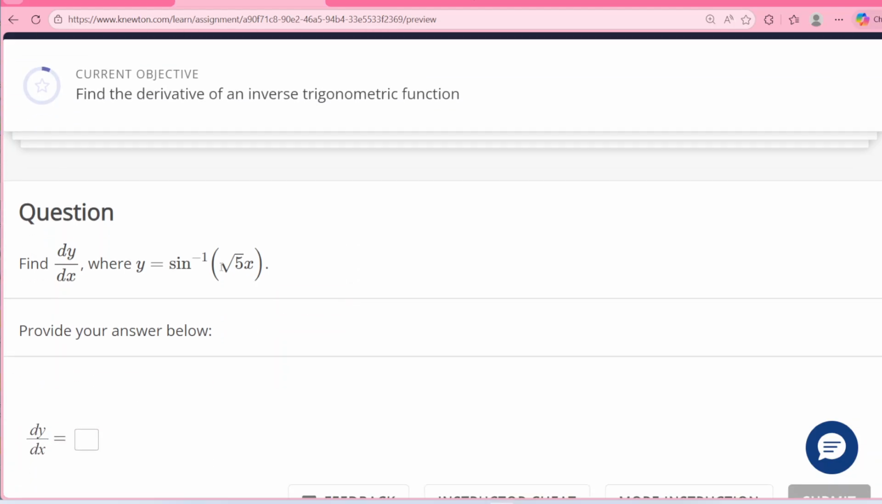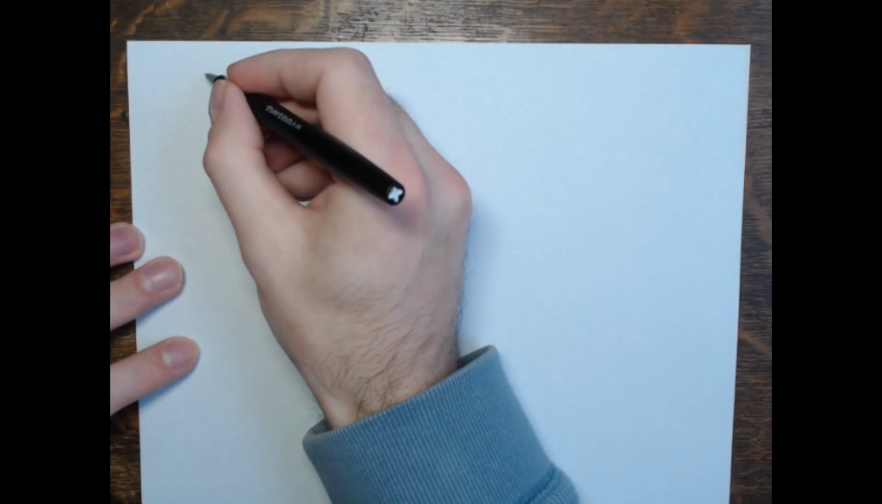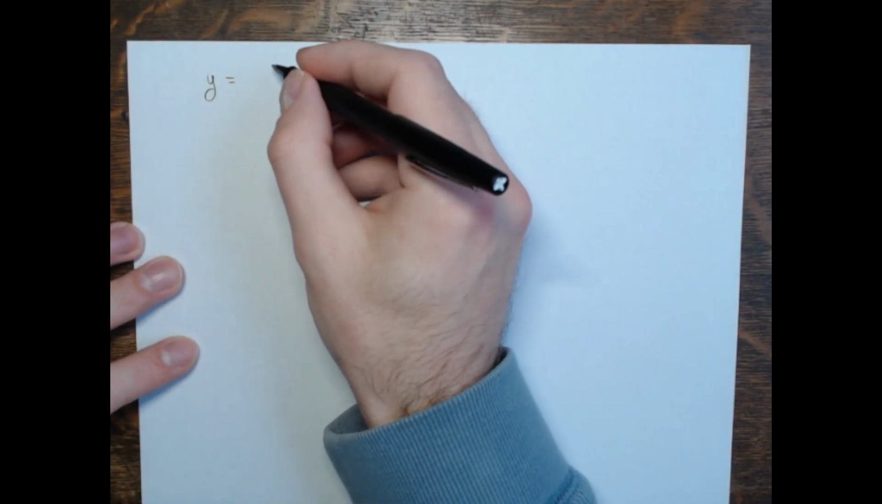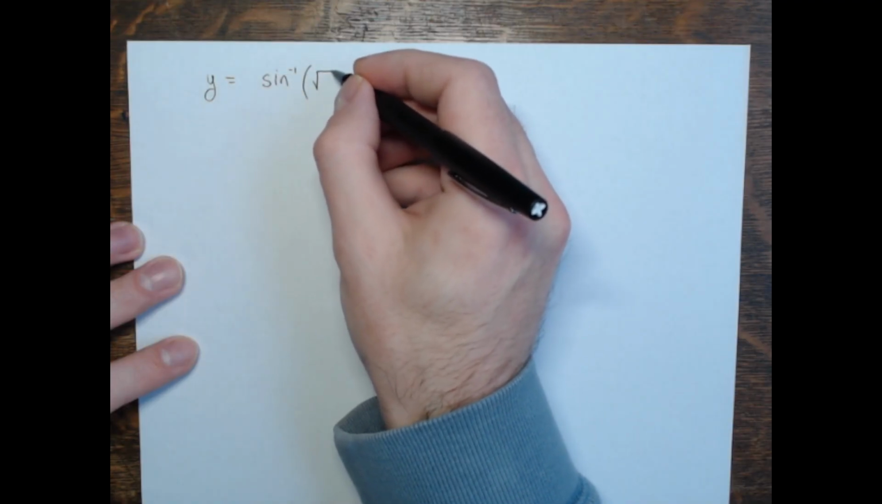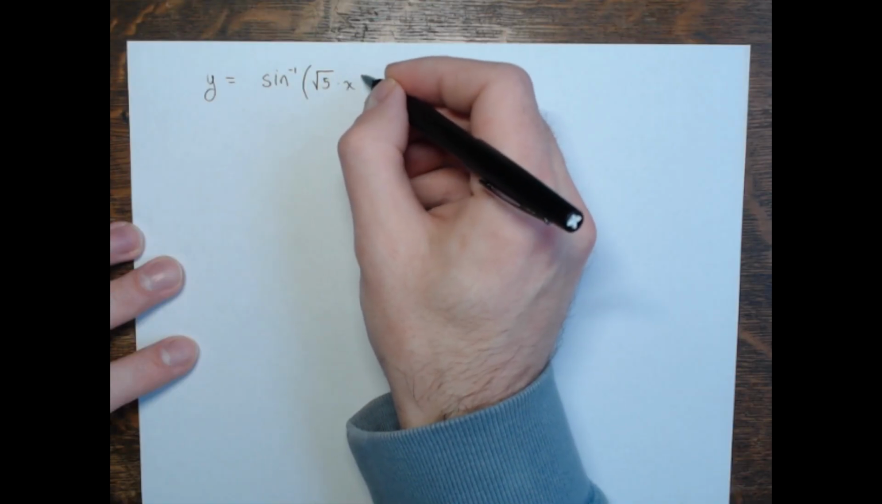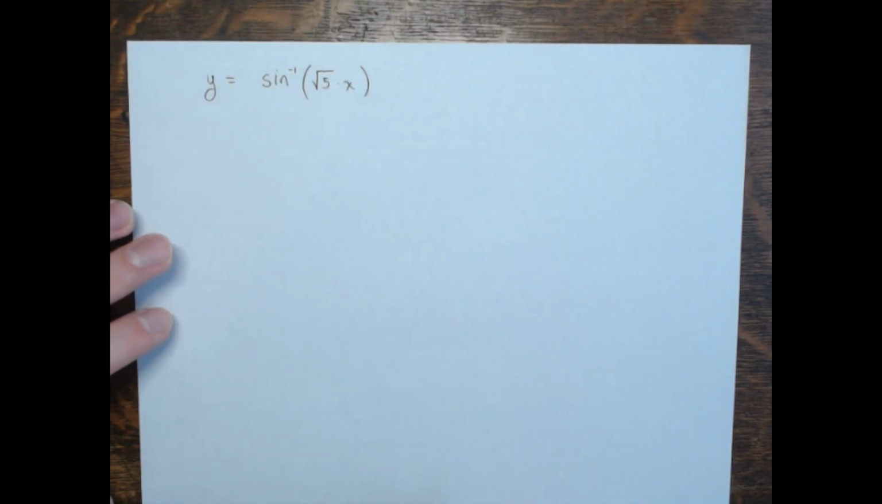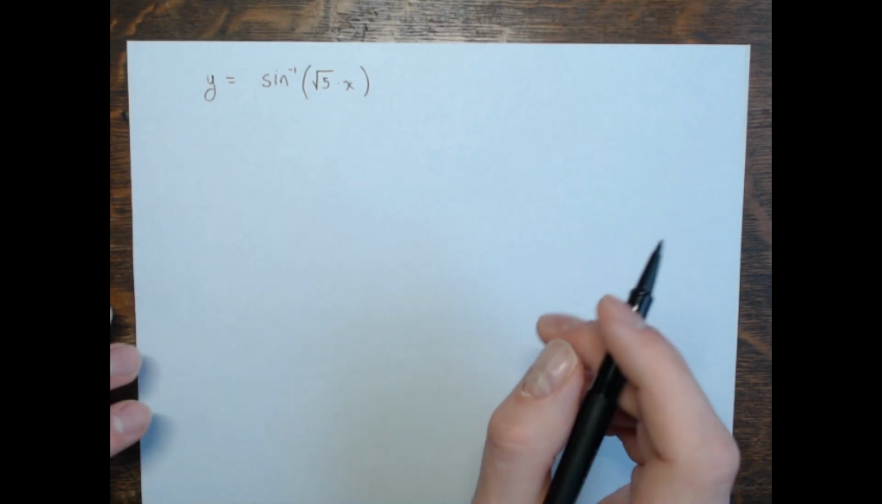All right, so this time we have a chain rule going on here. See how it's inverse sine of not just x, but the square root of 5x? There's definitely a composition going on here, so the chain rule is going to be involved. So we're given y equals the inverse sine of something, square root of 5 times x. Now be careful, the x is not inside the square root of 5 there.